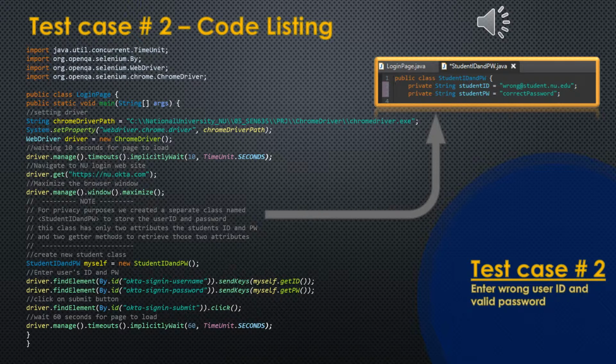Test case 2. For test case 2, we used a wrong user ID and a valid password. We also created 2 different classes, one holding the login page and one for the student ID and password.